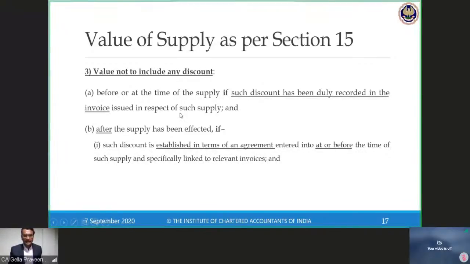Now, see, what does the provision say? If the discount is established in terms of an agreement, then that discount shall be out of my value of supply. When I say value of supply, my value is 1 lakh. From 1 lakh, I am taking out 2,000. Once I take out 2,000, I am left with 98,000. On 98,000, please take your calculator, apply 18%. What is the value you are going to get? 17,640. Yes.